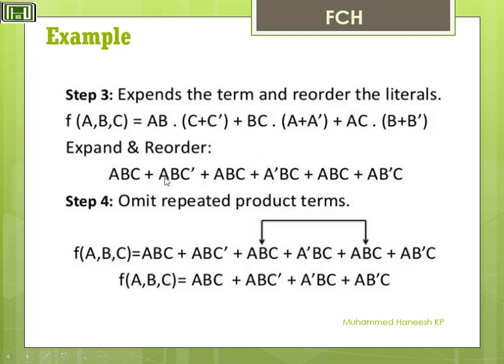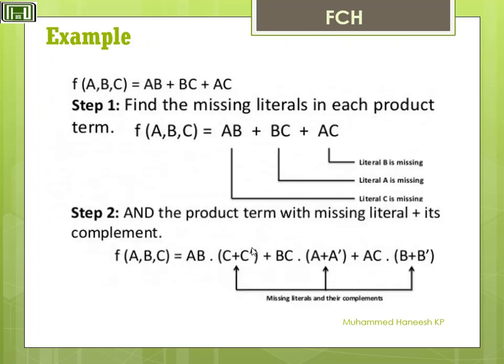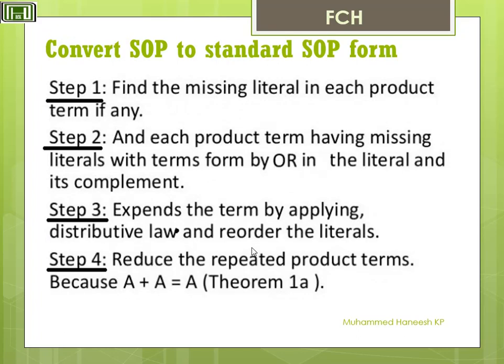Now we will get ABC + ABC bar, ABC + A bar BC, then ABC + AB bar C. Expand the bracket. Now to omit repeated product terms, we can note that ABC is repeated, so omit it. Now the result is ABC, ABC bar, then A bar BC and AB bar C. We have ABC repeated two times, we omit this ABC. Now this is the converted form of SOP to standard SOP form.